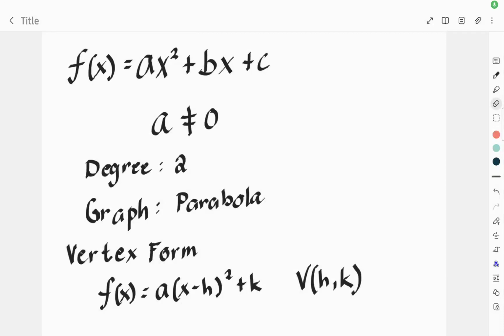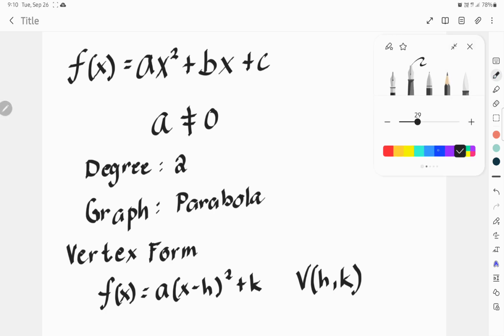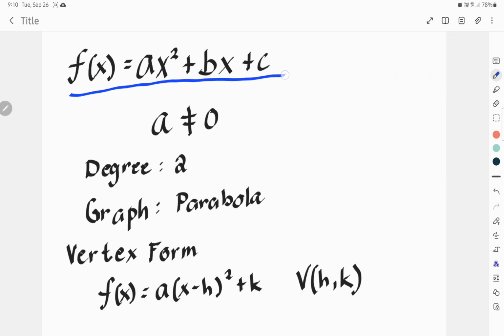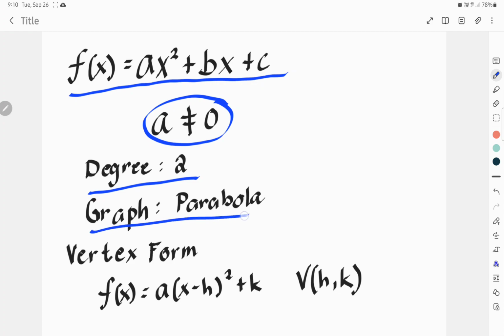In this video, we're going to discuss the quadratic function. The quadratic function is written in the form f(x) = ax² + bx + c, where a cannot be equal to 0, because if a could be 0, it would lead you back to your linear equation. Now, the degree is 2 and the graph is a parabola.